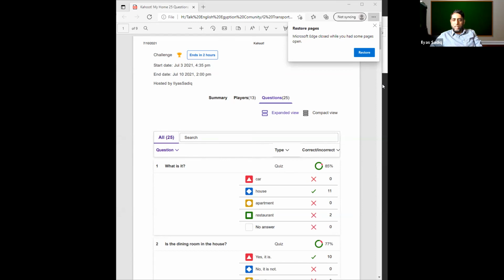All right. Okay, so question number 2, what is this? So of course it is a living room, bathroom, bedroom, or so everyone knows that this is a bedroom. Yeah.